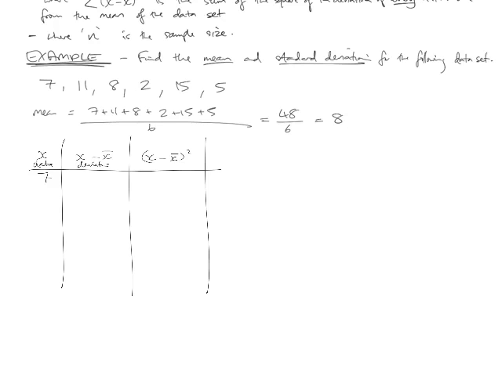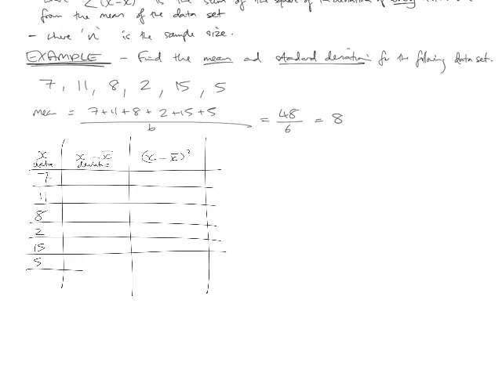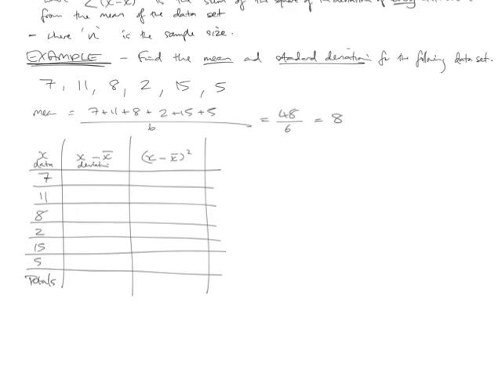So the first data value is 7, the next one is 11, the next one is 8, next one is 2, next one is 15, next one is 5, and then this one is going to be the totals. So hopefully this clears up what the x take x bar means. We're going to work out what the deviation is.